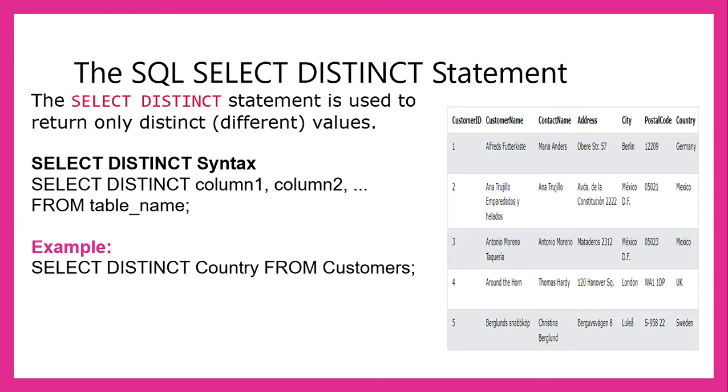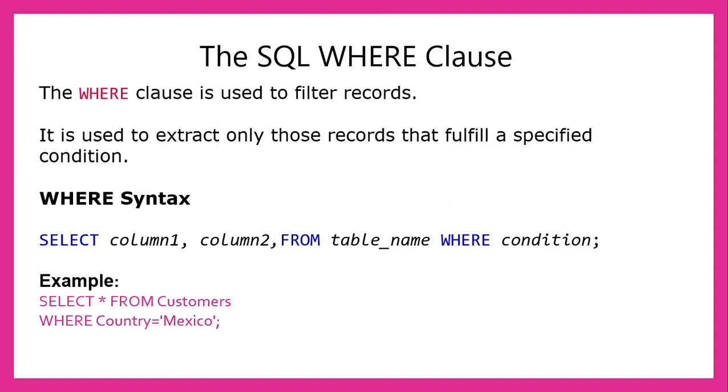So the next is the SQL where clause. The where clause is used to filter out the data that fulfills our specified condition. First, we can see the syntax of the where clause. Select column 1, comma, column 2 from table name where condition, we will put. We can see an example, select star from customers where country name is equal to Mexico. So it will display all those records whose country is Mexico.